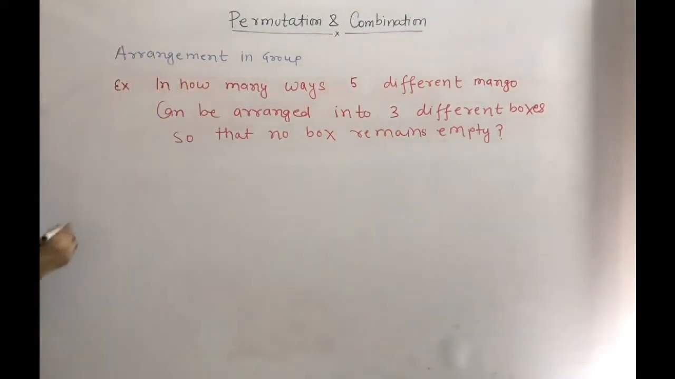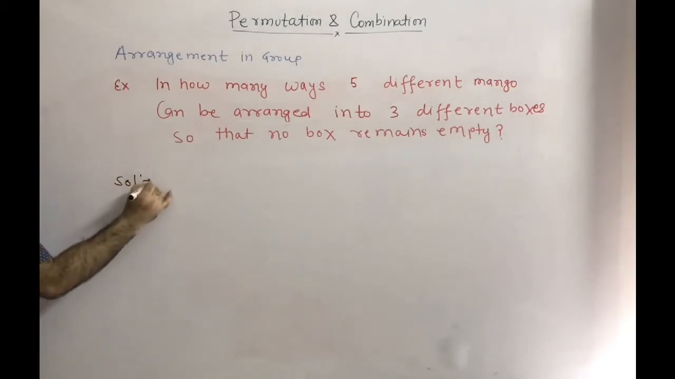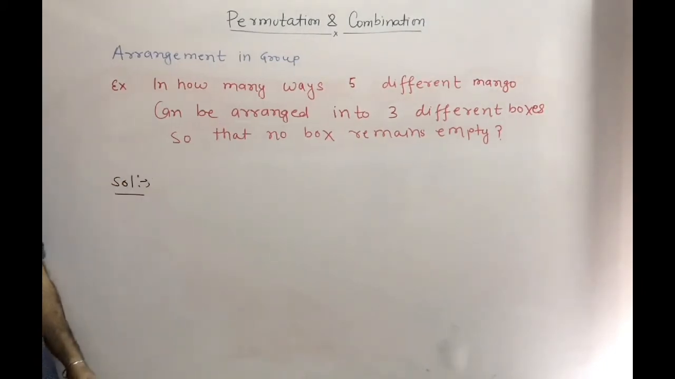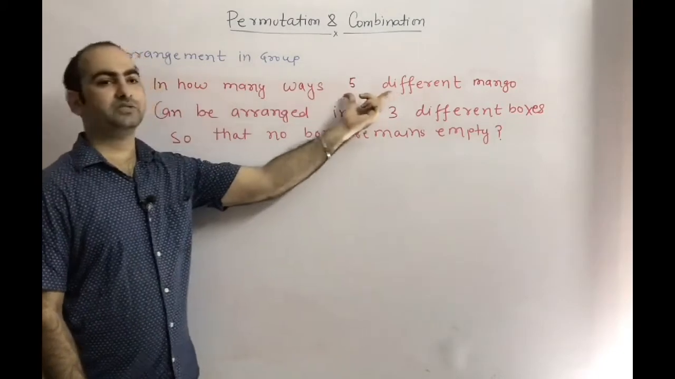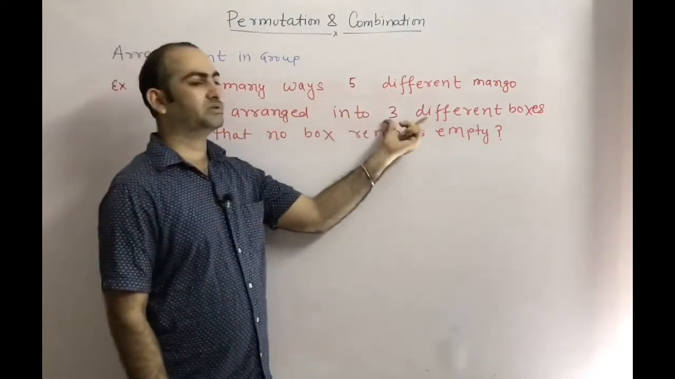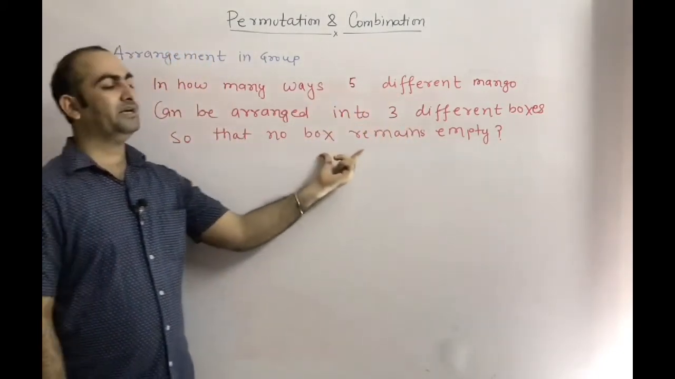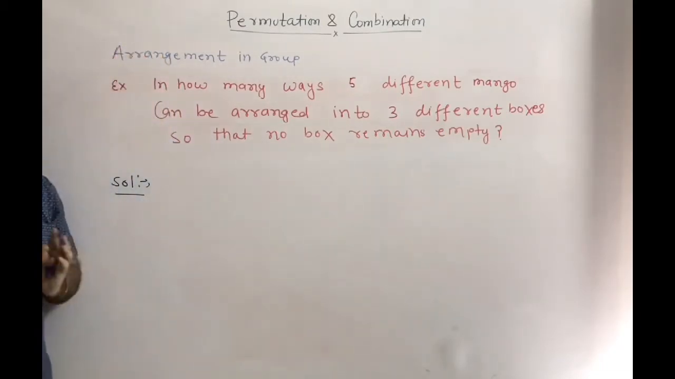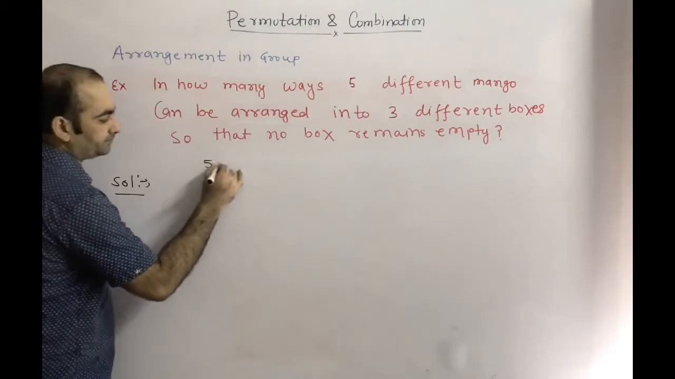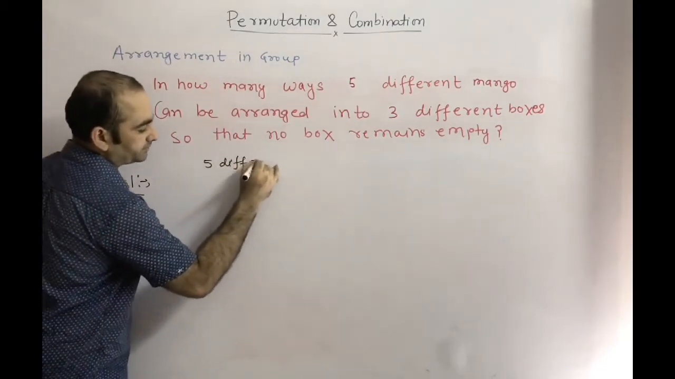Now the solution. In this problem we want to find in how many ways 5 different mangoes can be arranged into 3 different boxes so that no box remains empty. I am doing this one by 2 methods. The first method is directly. We have 5 different mangoes.